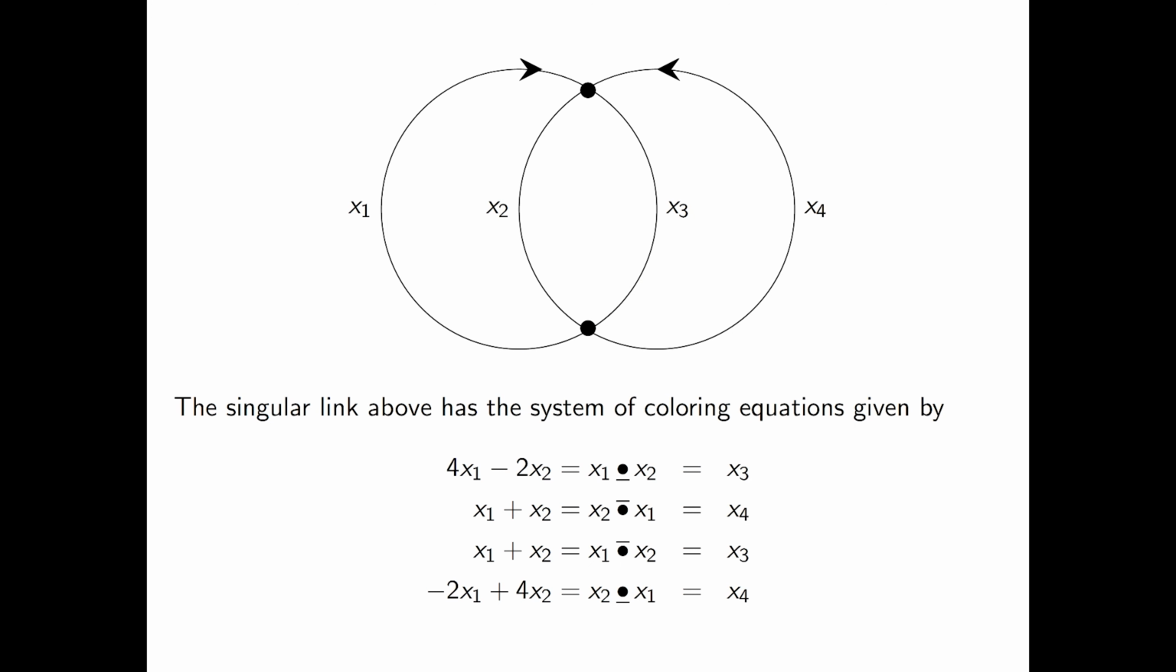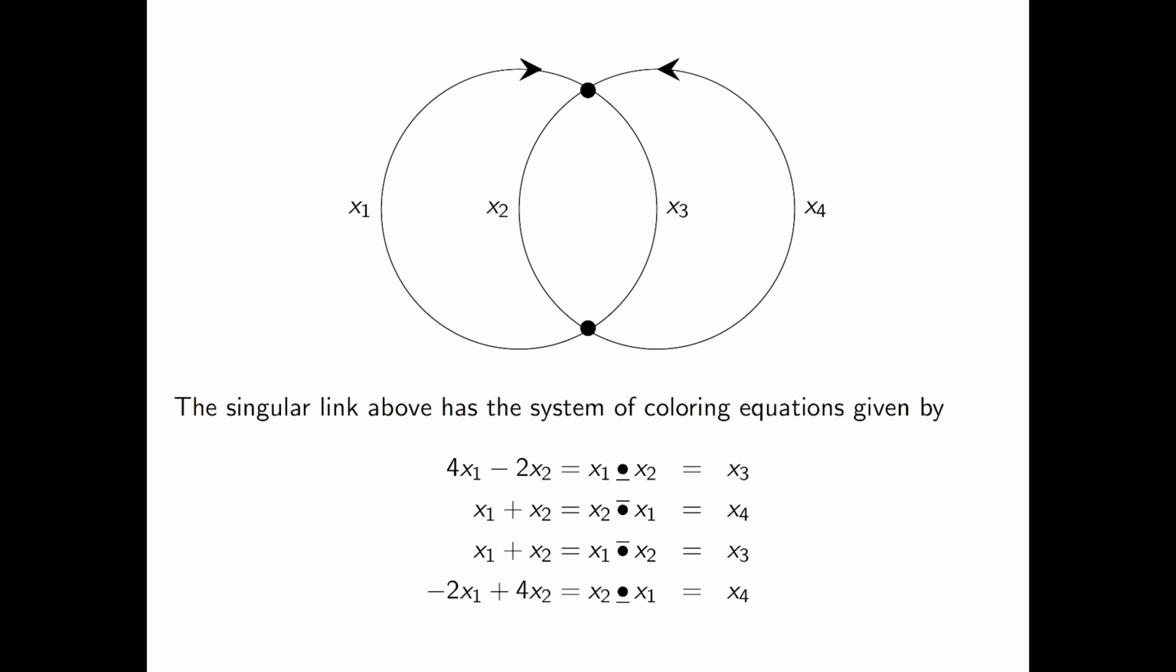So first, we're going to consider the following singular link diagram. So this is representing a singular link, and of course, this is oriented. So here we have two singular crossings, and the first thing we're going to do is fix the ordering on the semi-arcs. So we're going to label them x1, x2, x3, and x4. Once we have the semi-arcs labeled, we're going to follow the coloring rules that we set up for Psyquandles. Once we use our coloring rules, we get the following system of coloring equations.